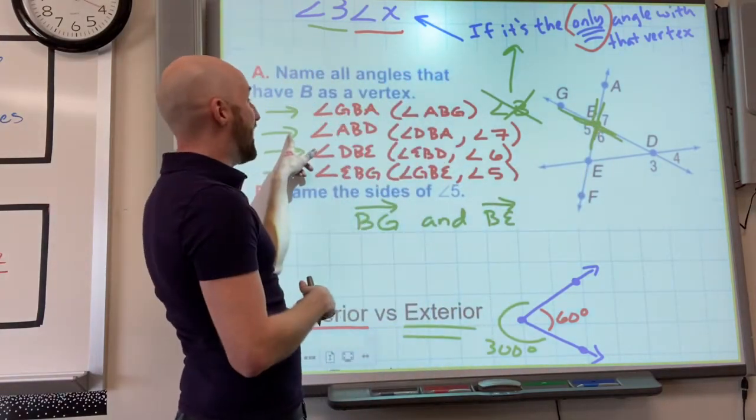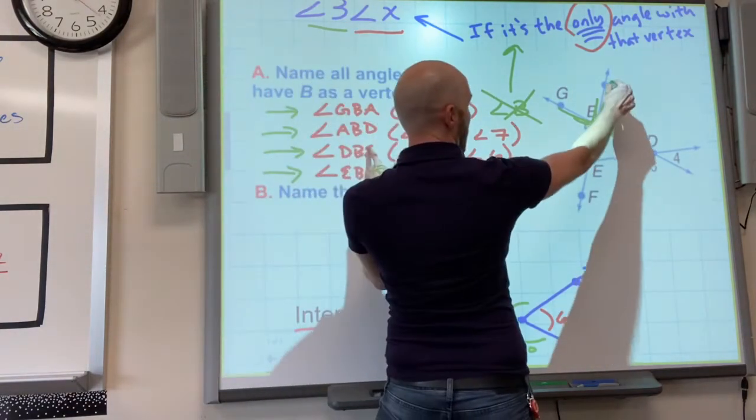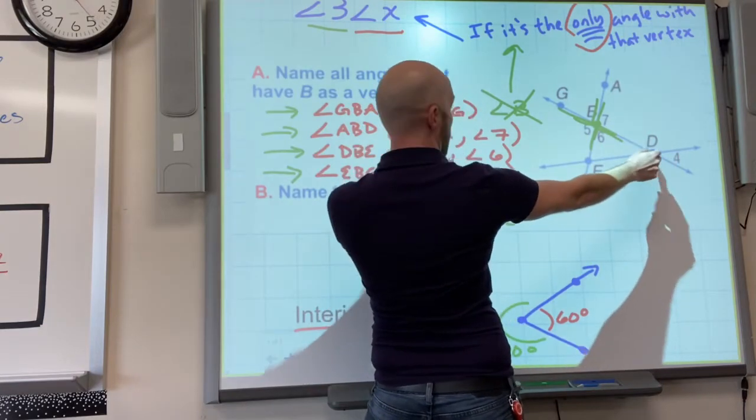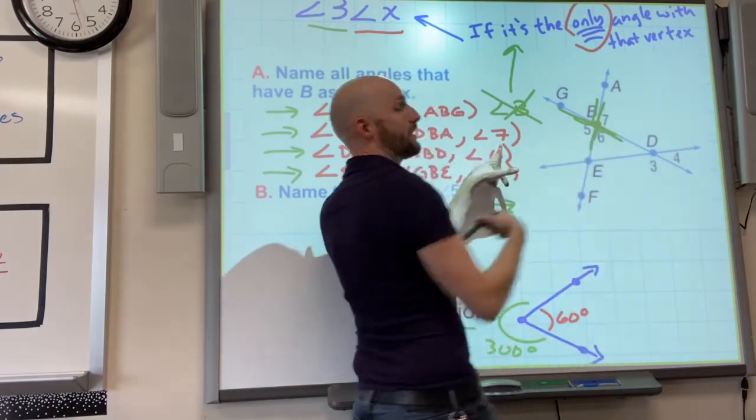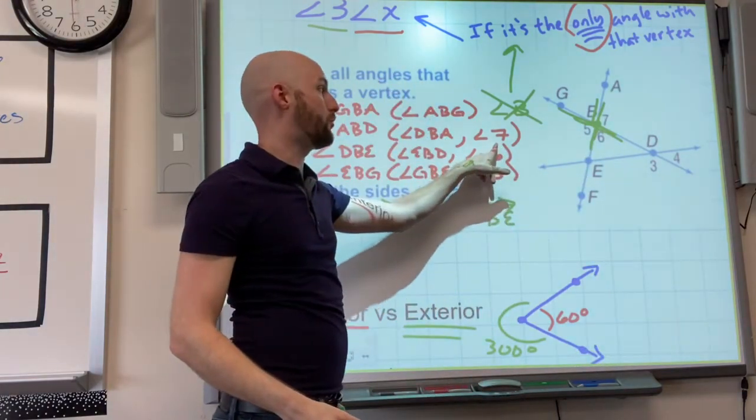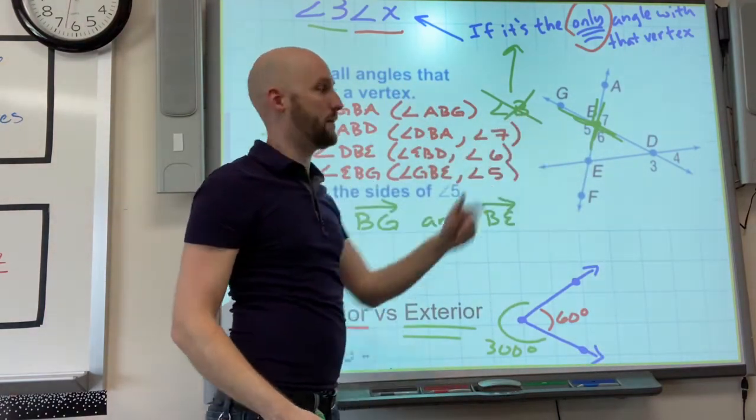Okay, but you'll notice on the other ones, ABD, so A to B to D, I could call it DBA the opposite way. I could call it 7 because it has that label, right? That would be appropriate, but I still couldn't just call it angle B.